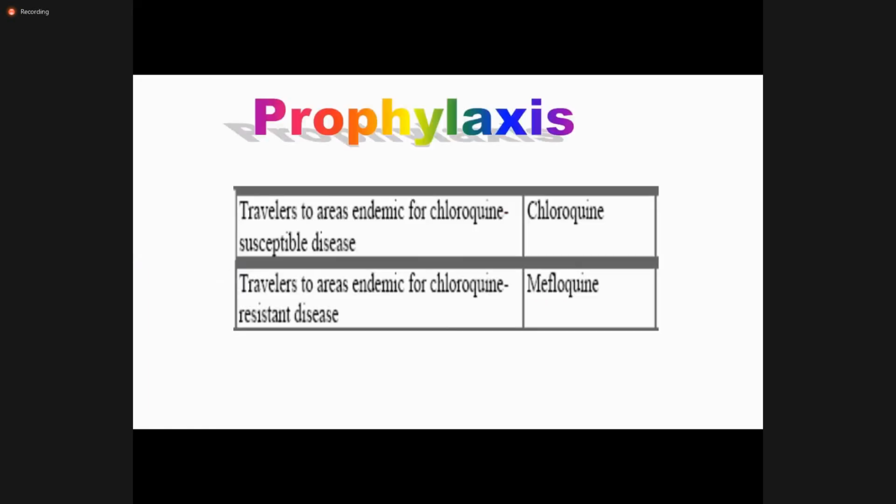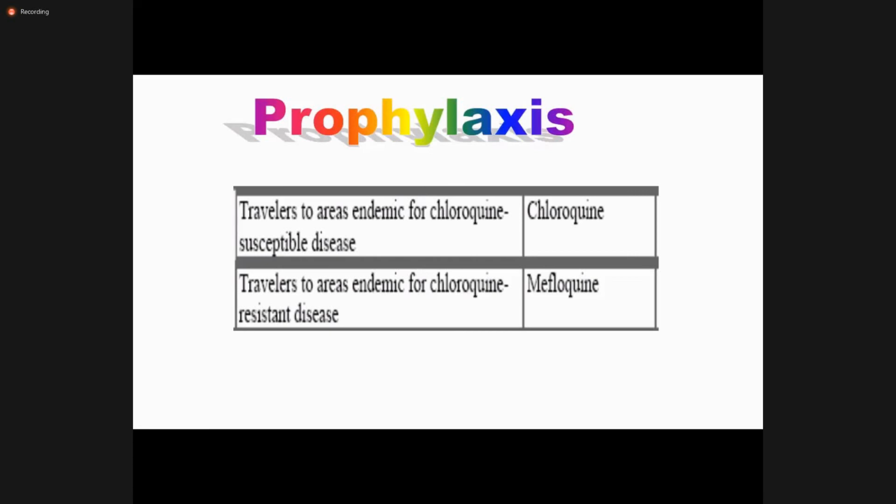The last thing we discussed is prophylaxis. Whenever you travel to an area which is endemic for malaria, we usually give chloroquine, or mefloquine is also a drug that is given. So for prophylaxis, you remember the drug mefloquine. For radical cure, you remember primaquine. These are the two drugs. Otherwise, all the drugs discussed are main drugs for the treatment of malaria. So for prophylaxis and radical cure, you remember the two drugs mefloquine and primaquine.